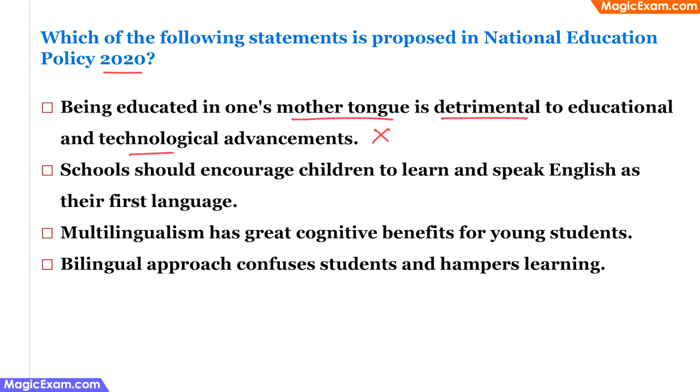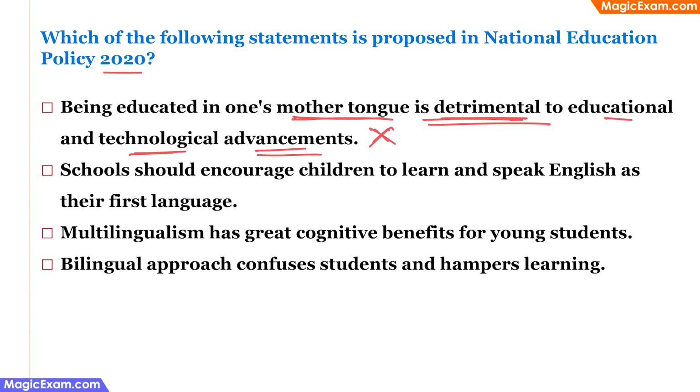If the Japanese people teach and learn things in Japanese, are they technologically behind the rest of the world? No. They are learning in their own mother tongue and they are able to learn and keep up with all the latest educational and technological advancements. Therefore, being educated in one's mother tongue is definitely not detrimental to educational and technological advancements. Therefore, this is an incorrect statement.